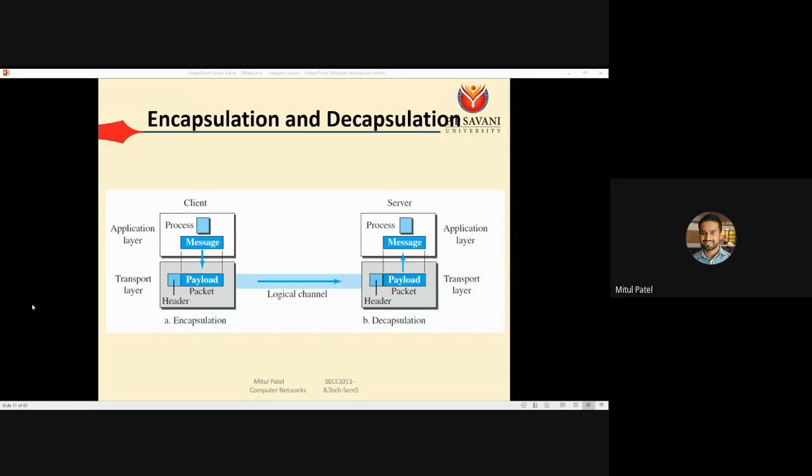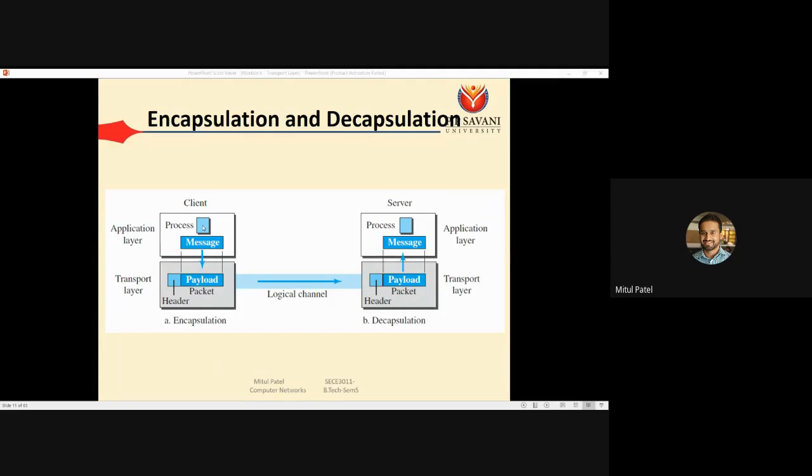Okay, so we have seen that the transport layer will receive services from the application layer and provide services to the network layer. For example, at the application layer we have one process. Let's say we are using a mail server. Let's say we have opened Gmail on the client side. So Gmail is considered as one process.